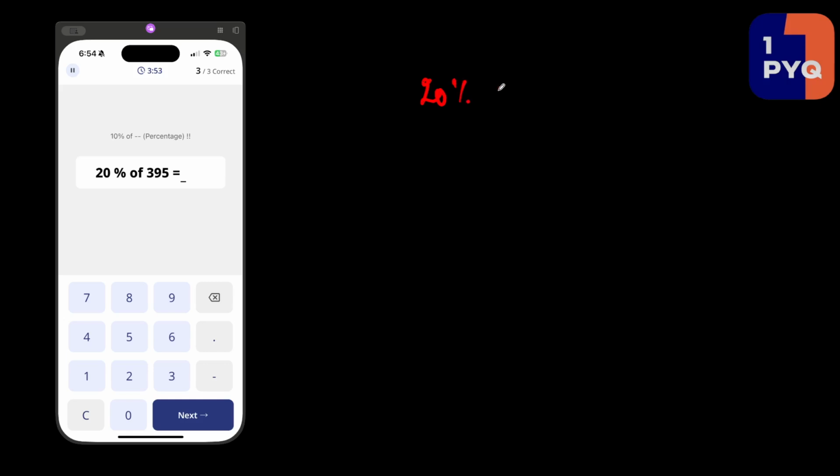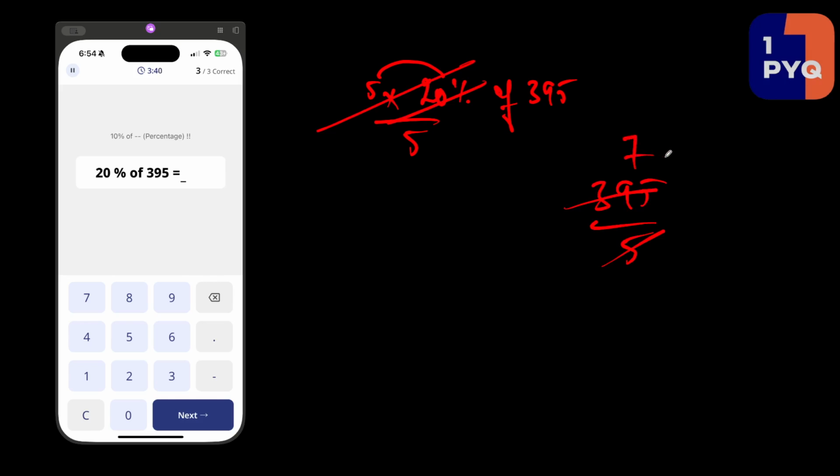20% of 395. I can multiply it by 5 and divide by 5. The 20% becomes 100%, so I don't need to consider it anymore. So 395 divided by 5, 5 sevens are 35, 5 nines are 45. So 79 is the outcome. 40% of 85, which is, if 85 is multiplied by 2, we get 170. When 170 is multiplied by 2, we get 340. So basically 340 is my answer, right?